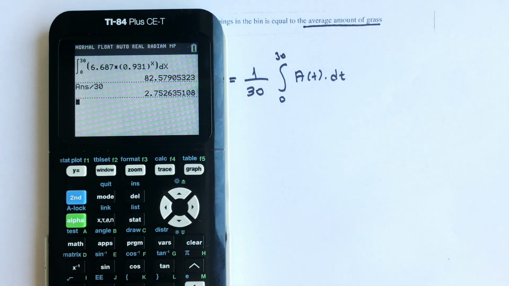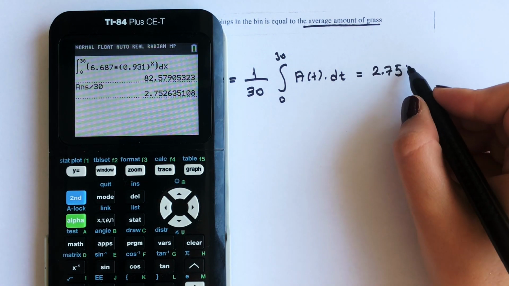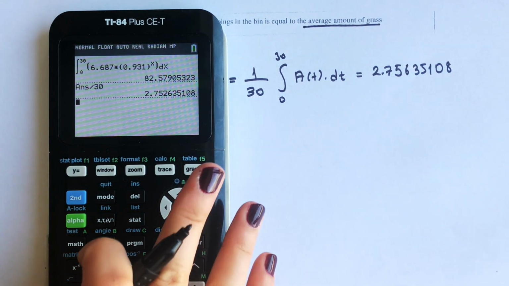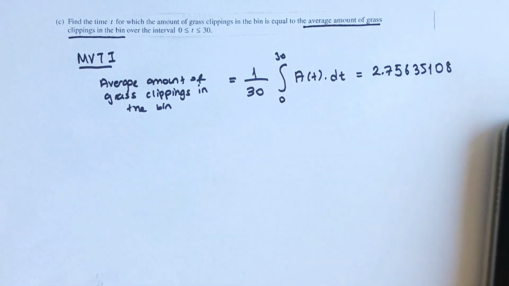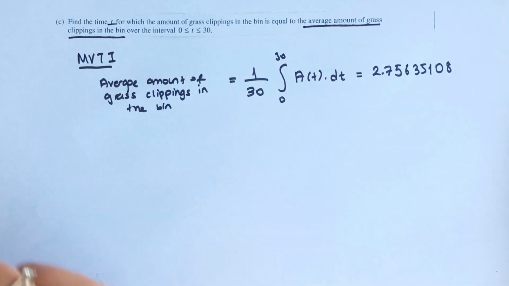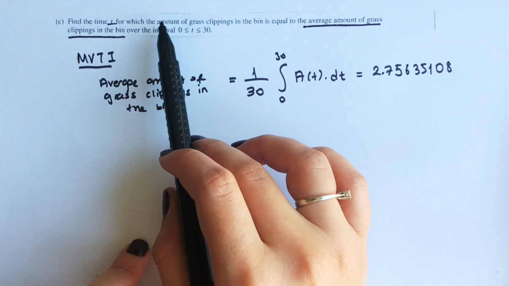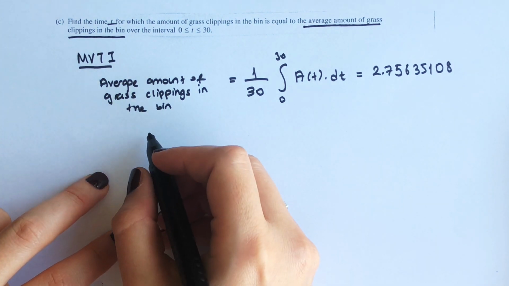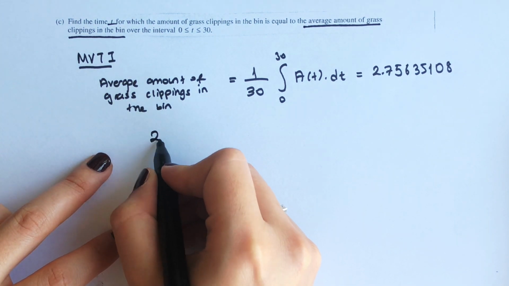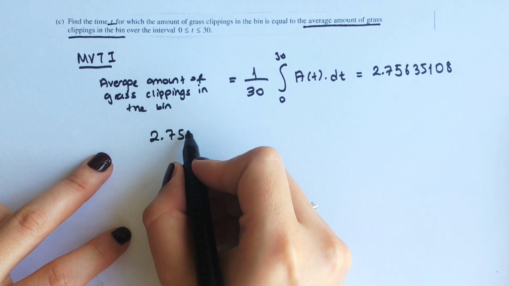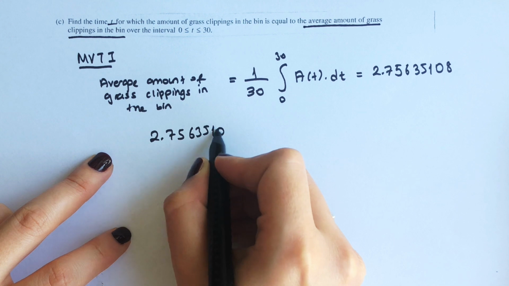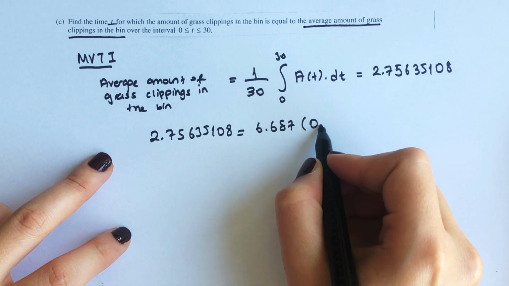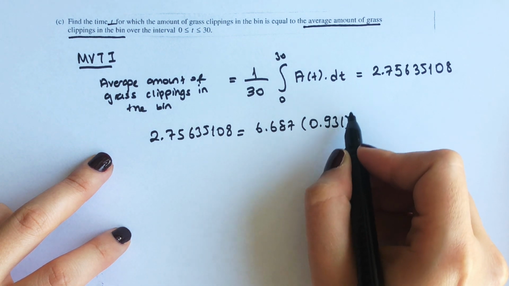Divide by 30. It is 2.7563518. Okay, we found the average amount of grass clippings in the bin, but we should find the time t when the amount of grass clippings equals the average amount of grass clippings in the bin. It means that A of t now, 2.7563518 equals 6.6870931 to the power of t.